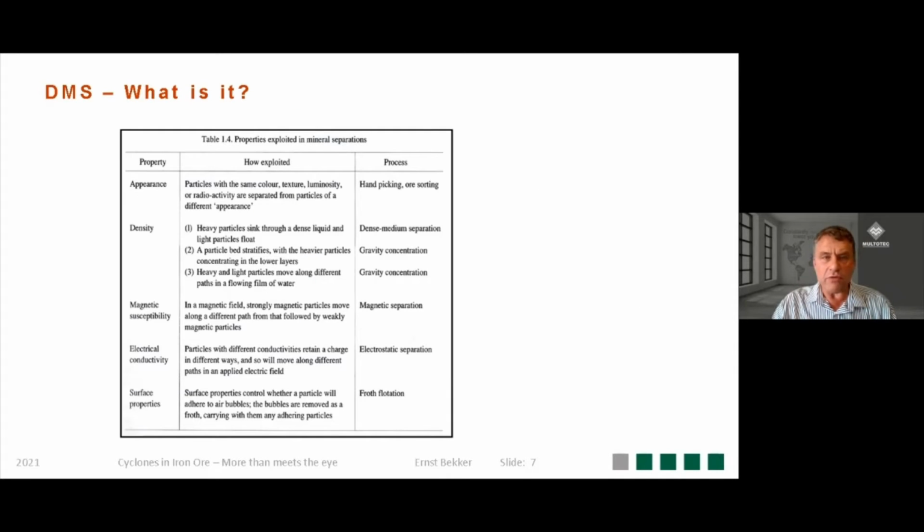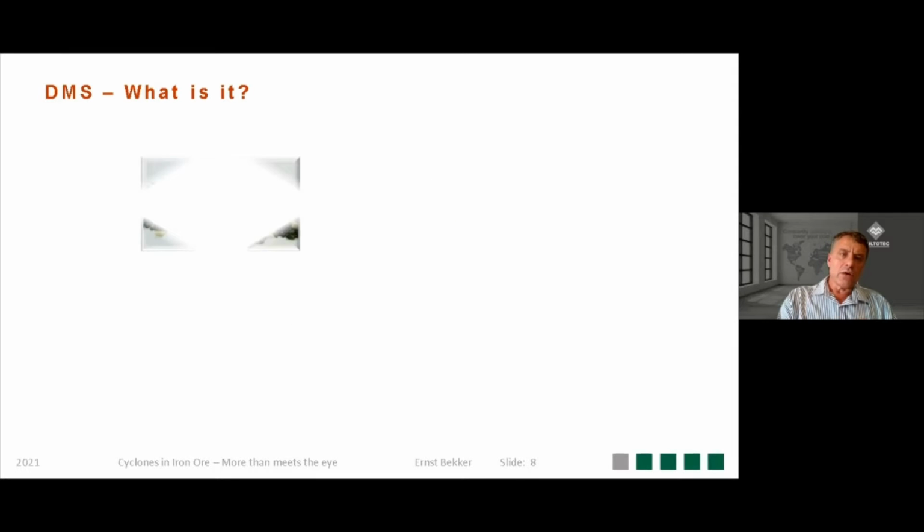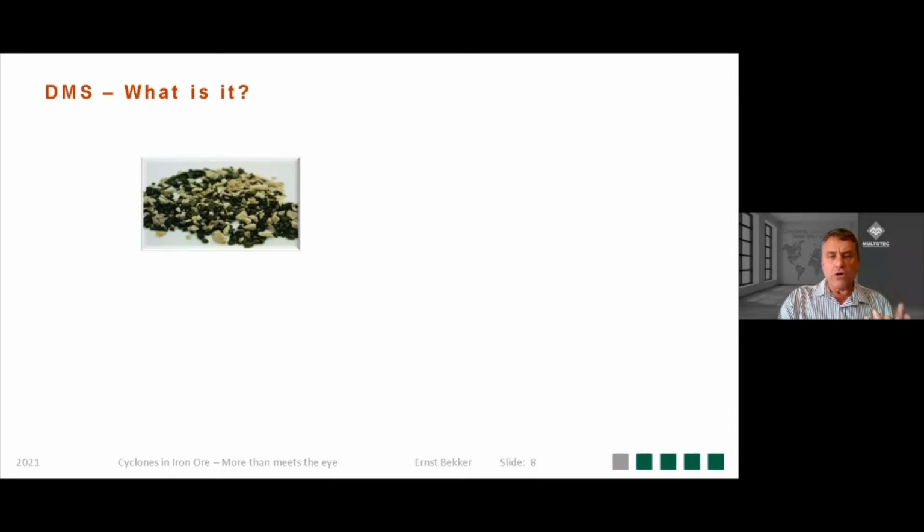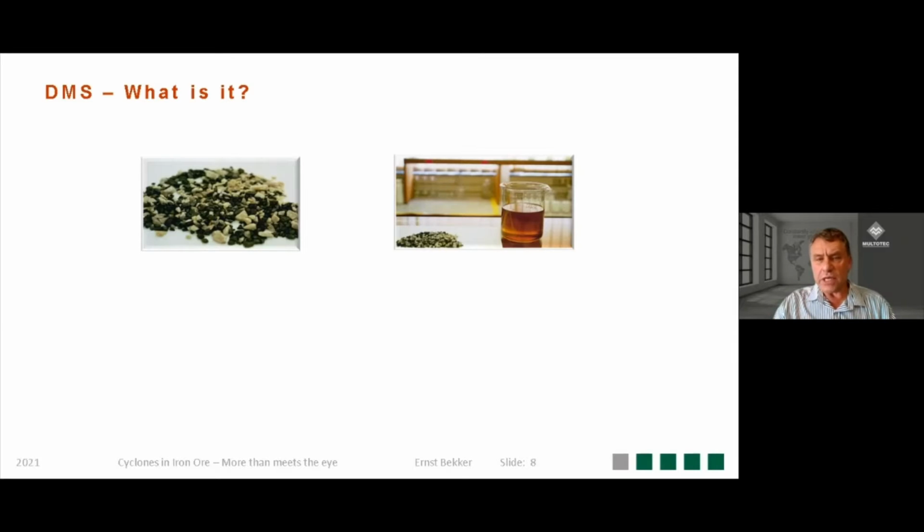So for those who may not be familiar with dense media separation, what is it? When you start looking at the ore body, there are some properties that you need to determine and see which one can be exploited most economically. And with hematite, density is the property that can be exploited. So when you've got a mixture of ore coming from underground, it consists of valuables and non-valuables. And you need to separate those valuables from non-valuables.